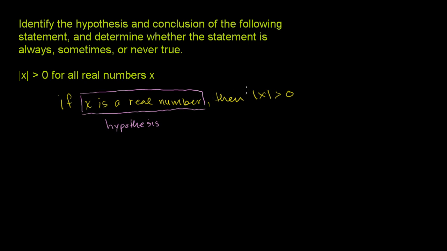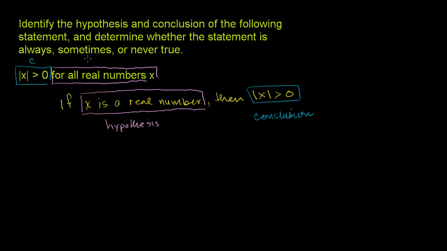No, not that, it's this part. The absolute value of x is greater than 0. This is the conclusion, or the consequent. And over here, if you wanted to circle them, this is the conclusion. And the hypothesis is that x is a real number. It's a little bit easier to identify when you see it written like this. This is the hypothesis. Now, I don't want you to get confused with the idea of a scientific hypothesis, which is related but a little bit different.